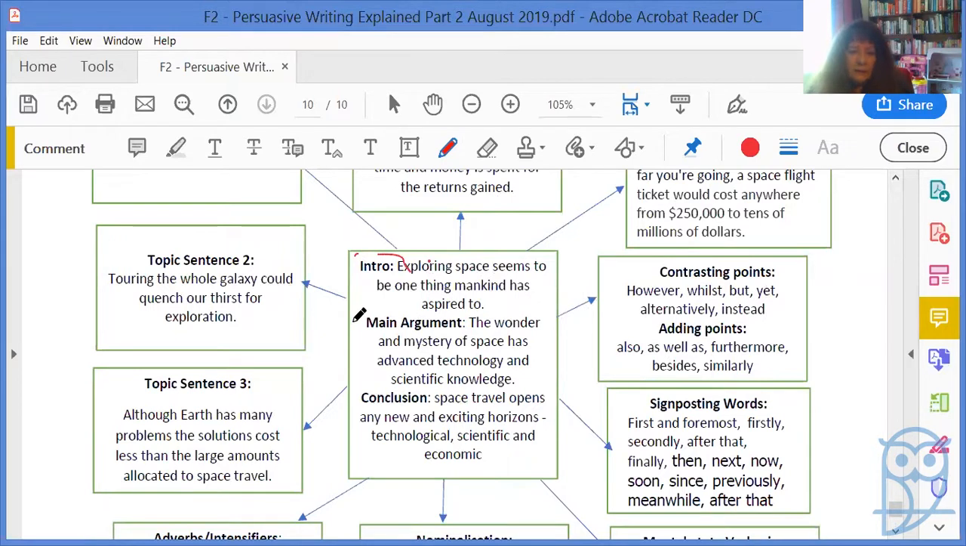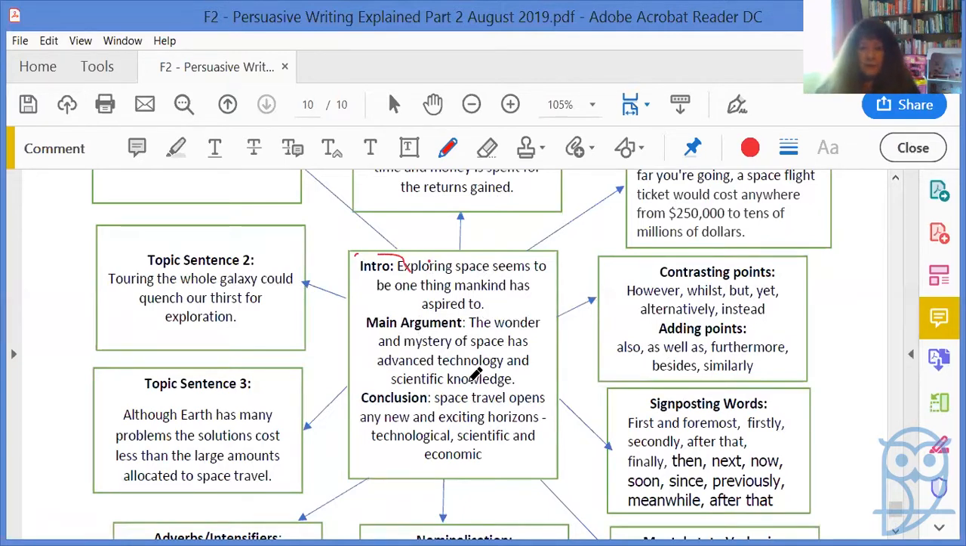What's your main argument going to be? The wonder and mystery of space has advanced technology and scientific knowledge. Okay, so you're saying it's a good thing because it's done this. And what would your conclusion be? Space travel opens new and exciting horizons, technological, scientific, and economic. Okay, so that's your main plan.